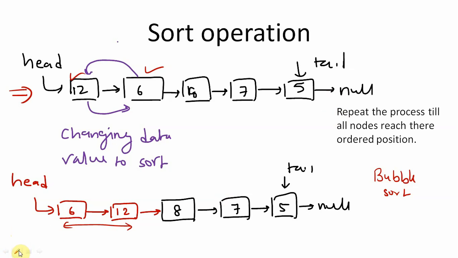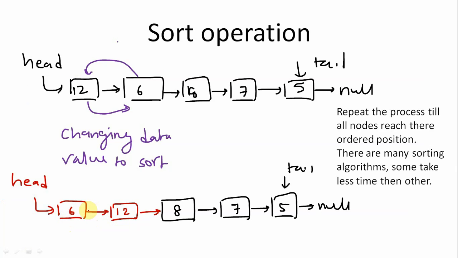reference. Why? Because if I want to take this 12 to the right ordered position, what do I have to do? First, the 12 will now refer to this node, and then this 8 must be referred to by the previous one, and now the 8 will refer to 12. So changing this many pointers is complex.